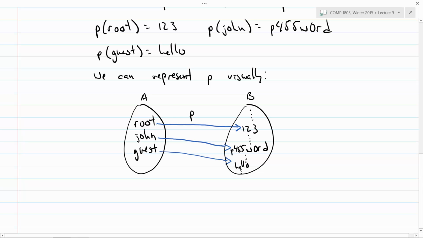Yeah? Isn't it okay in a function if two inputs produce the same output? Yeah, that's totally fine. So two people could have the same password. There's a special term for that that we'll get to later, but it's allowable by the definition of a function. Other questions?